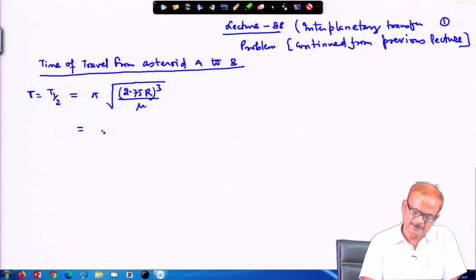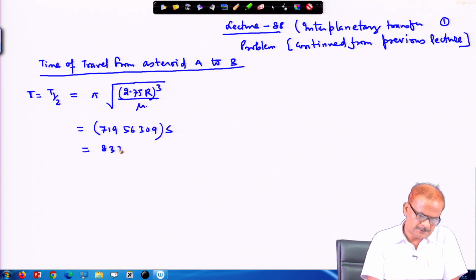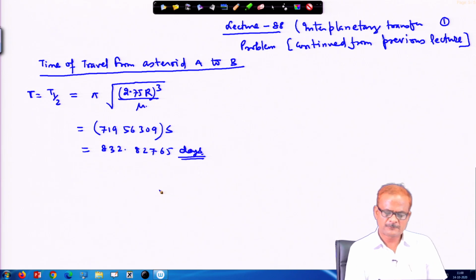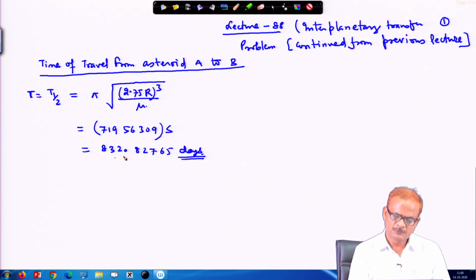And if we insert the value for the r and the mu here in this place, we get this as 719.56309 seconds, and this equal to 832.82765 days. So, from going from asteroid A to asteroid B, it takes 832.82765 days.